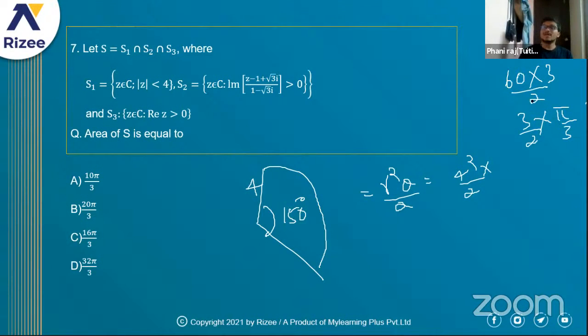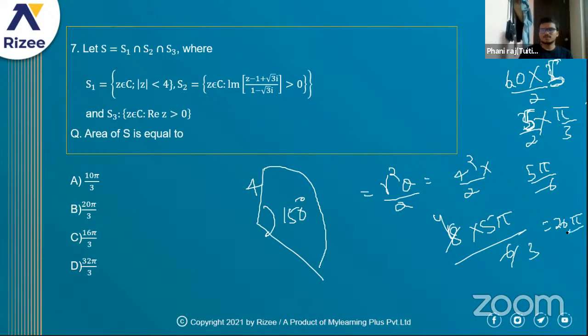Okay, sorry. 60 by 2 is 30, so 150 is 5 pi by 6. So 16 by 2 is 8 into 5 pi by 6. 2 4s are 8, 2 3s are 6. So this is 20 pi by 3. The answer is 20 pi by 3, the area of S.